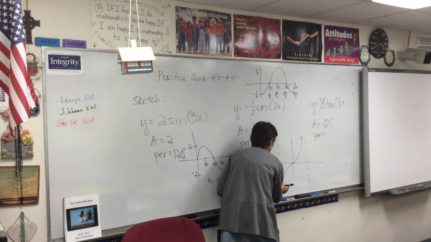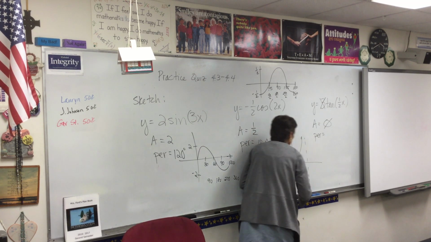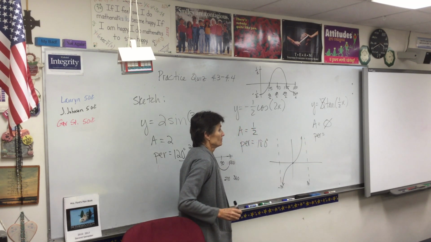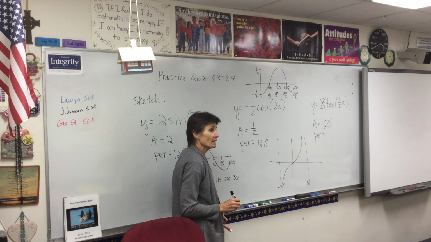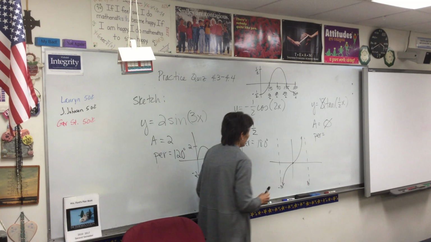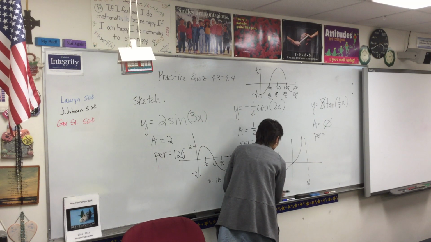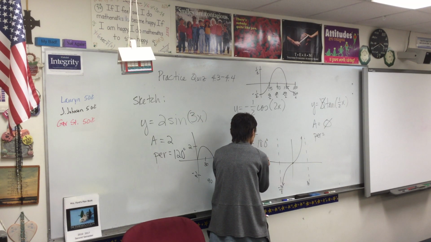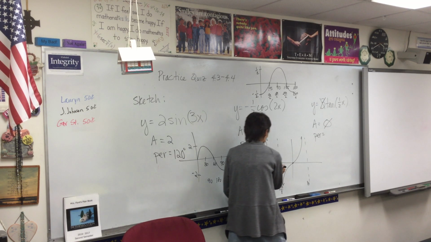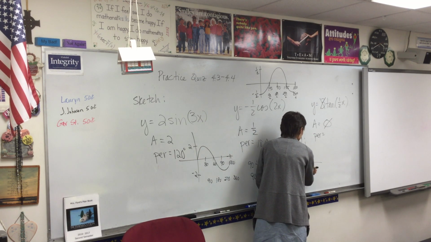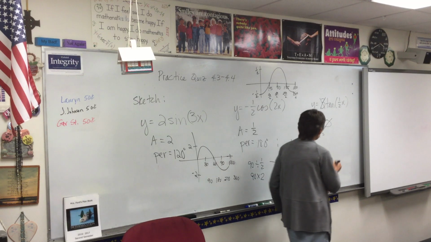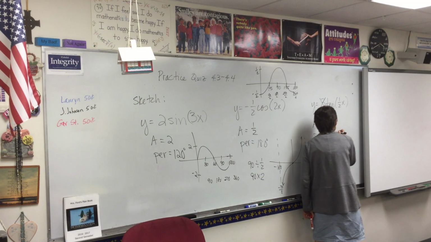This is supposed to be negative 90 to 90. What's happening? I'm dividing by 1/2, and 90 divided by 1/2 is 90 times 2. So negative 180, 180. And my period is 360.